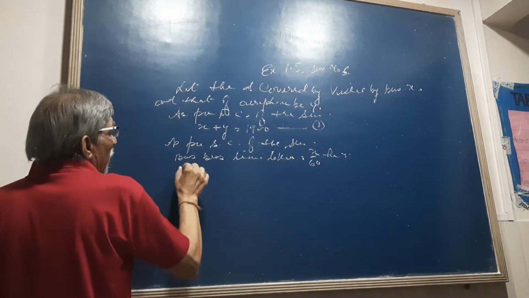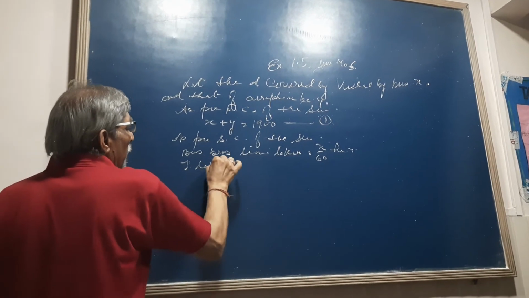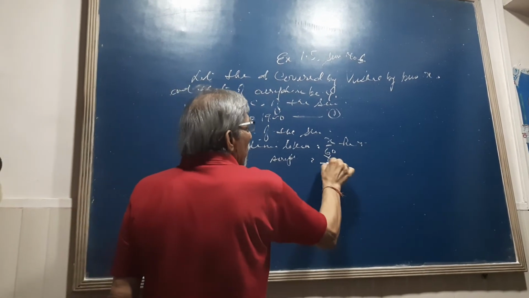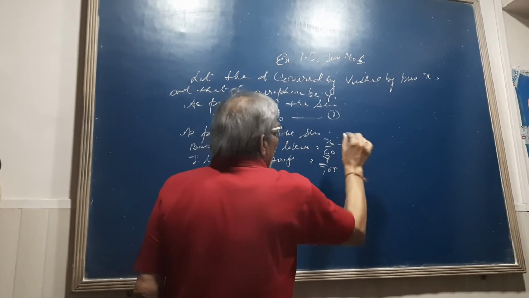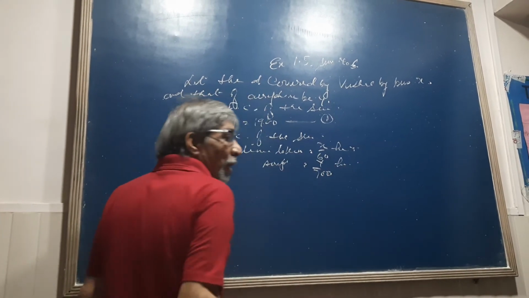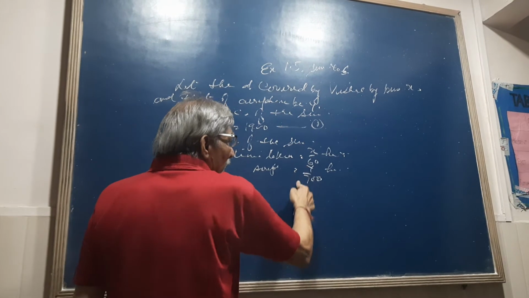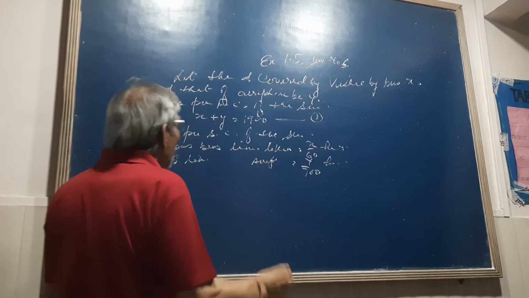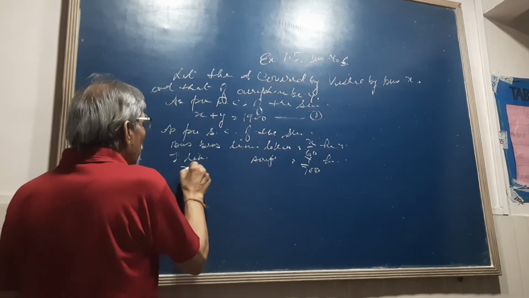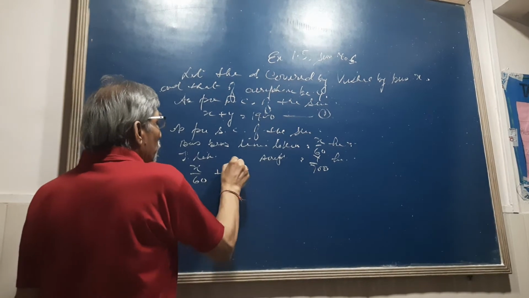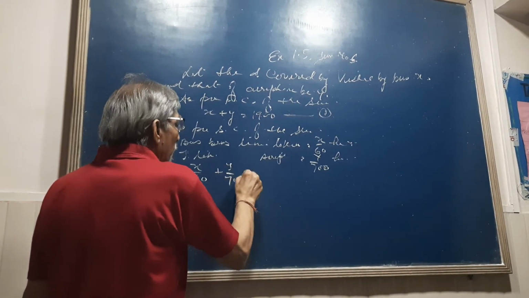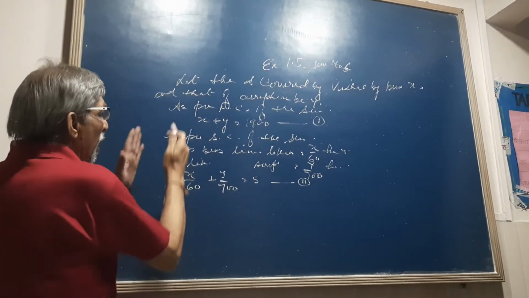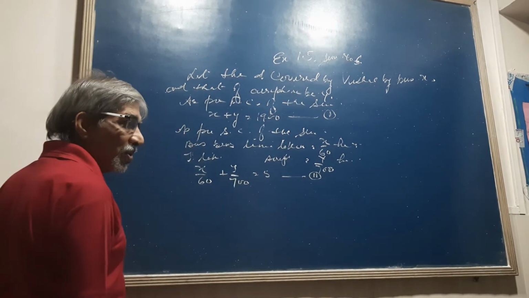and time taken by aeroplane is Y upon 700 hours. This time and this time is total 5 hours. So as per the second condition, it is X upon 60 plus Y upon 700 is equal to 5, equation number 2. Now you have got two equations.